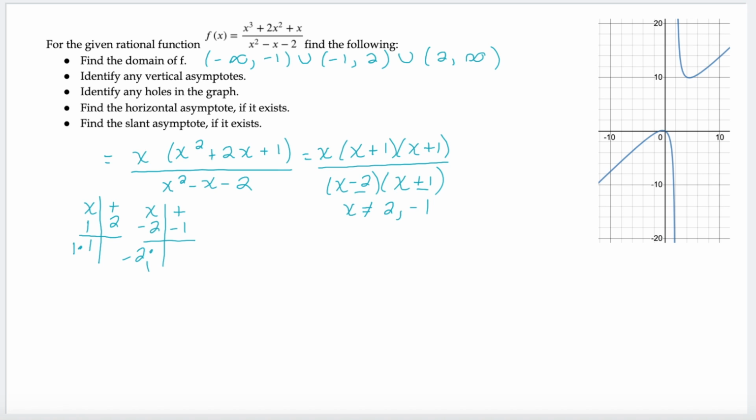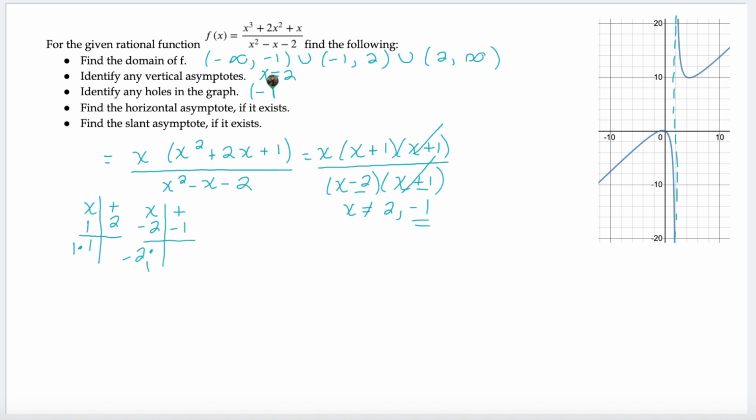At this point, we can determine what any vertical asymptotes are by simplifying. I have a common factor which we can simplify. So our only asymptote is at x equals 2. So x equals 2 is a vertical asymptote, and I can see that that is in fact true of my function here. Also, because we crossed out the common factor, there is going to be a hole at x equals -1.